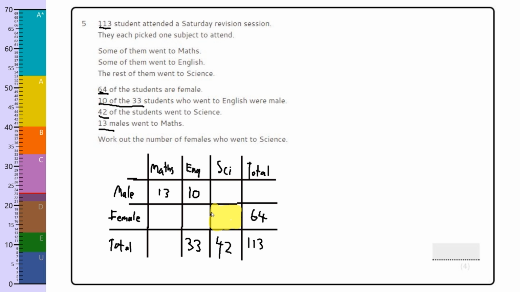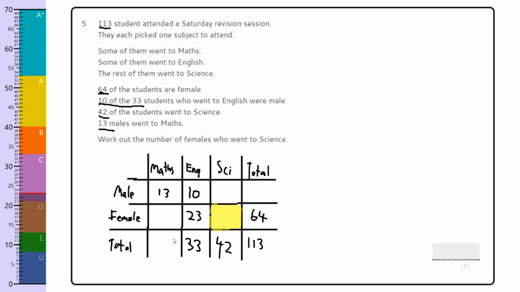Okay, so what will I need to work this out? Well, sometimes the best method of doing this is just fill in the ones that you know. I mean, straight away I know English. What do I need to add to 10 to get to 33? Well, it's going to be 23. So already I've got one.